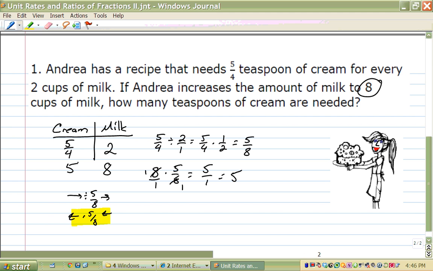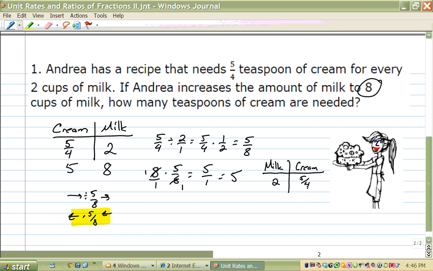Now, one of the things I told you is that it doesn't matter how you set up the table. I just want to prove it to you. I'm going to set it up the other way around to show you that it works. So let me come over here and say milk and cream. Now it's in reverse of the previous one. In fact, something very interesting is going to happen.